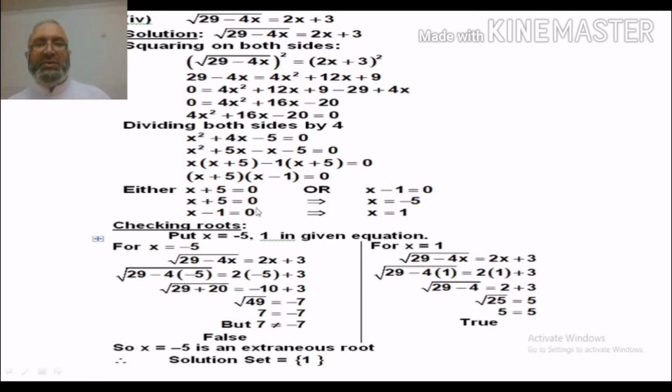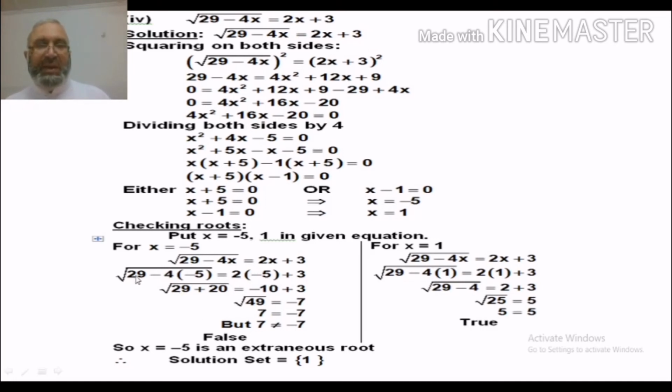So solving these two values, we get x is equal to 1 or x is equal to minus 5. Two roots of the given equation. So for checking these two roots, first of all put x is equal to minus 5 in the original equation, this one: √(29 minus 4x) is equal to 2x plus 3, that is the original equation. Putting x is equal to minus 5 in this equation, that becomes √(29 minus 4 into minus 5) is equal to, on the right, 2 into minus 5 plus 3.